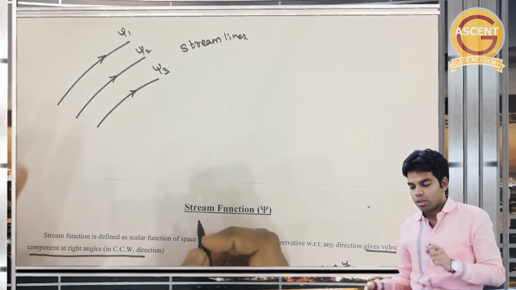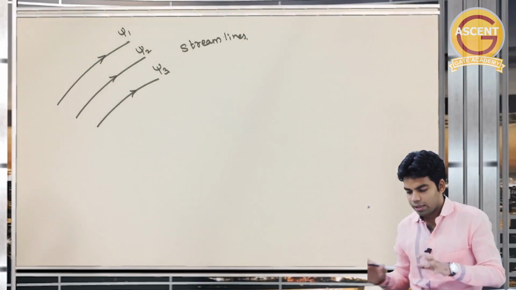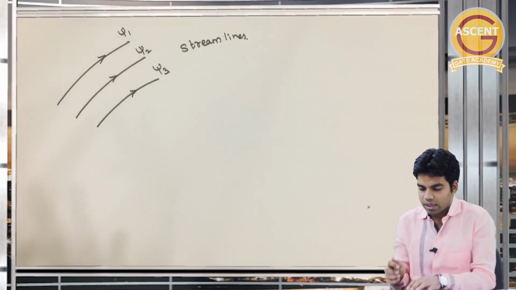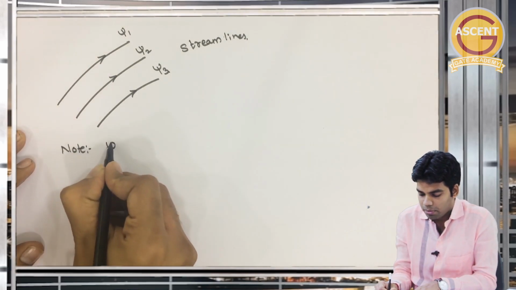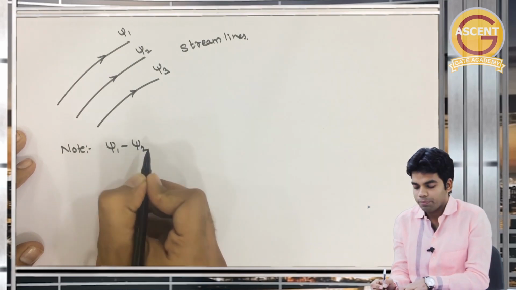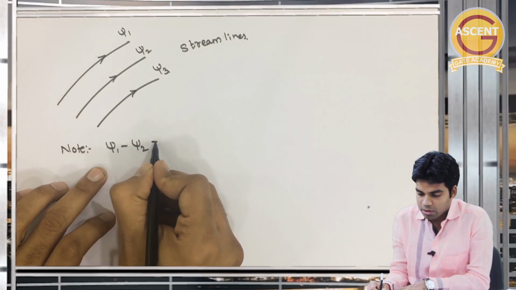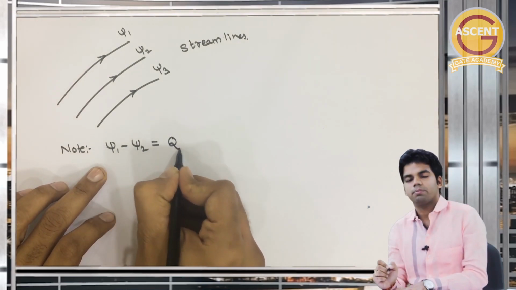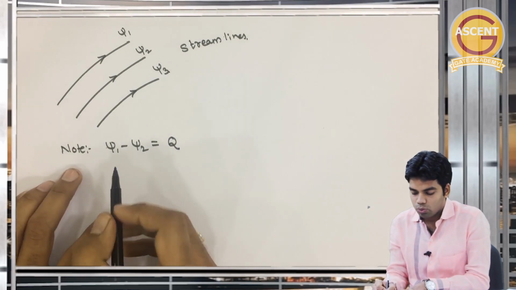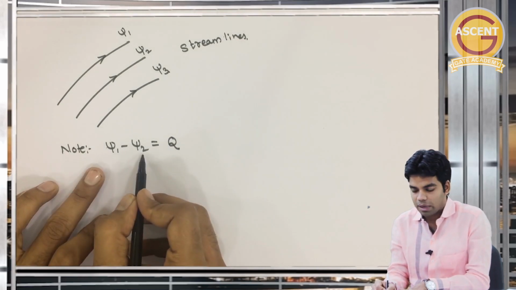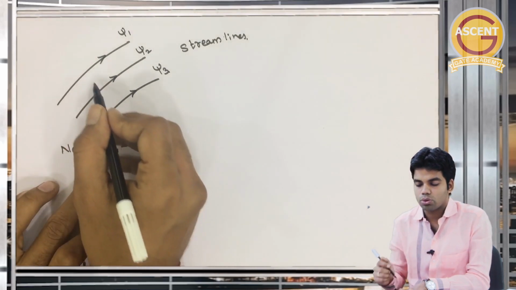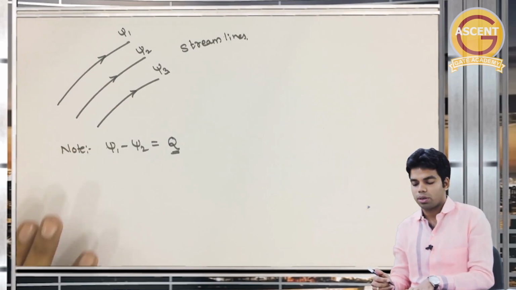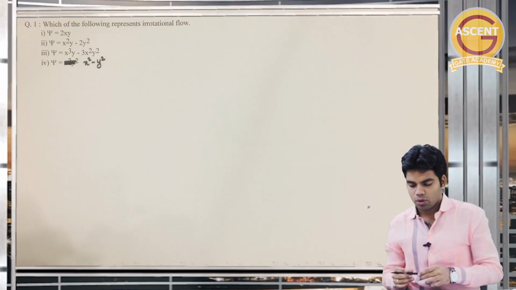Getting this now? Okay, now there is one importance of the streamline. If I take the difference between two streamlines, that means psi 1 minus psi 2, very important thing, this will give me the discharge between these two streamlines. The difference between two stream functions, psi 1 minus psi 2, will give me the discharge between those two streamlines. Very important note. Okay, so now we will solve a few questions.